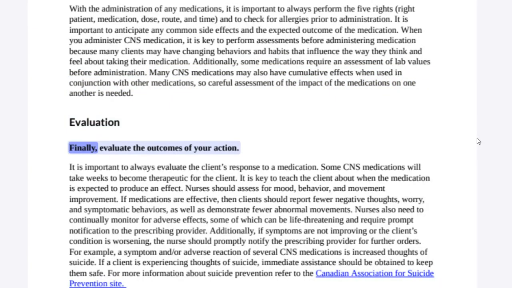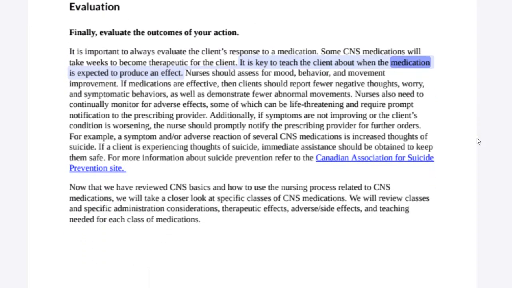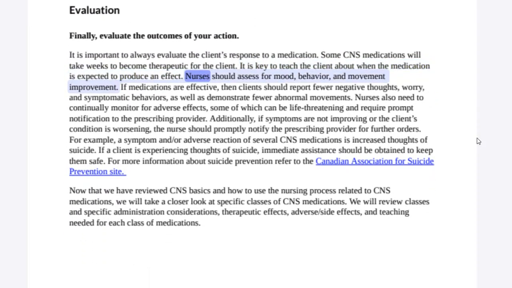Evaluation. Finally, evaluate the outcomes of your action. It is important to always evaluate the client's response to a medication. Some CNS medications will take weeks to become therapeutic for the client. It is key to teach the client about when the medication is expected to produce an effect. Nurses should assess for mood, behavior, and movement improvement. If medications are effective, then clients should report fewer negative thoughts, worry, and symptomatic behaviors, as well as demonstrate fewer abnormal movements. Nurses also need to continually monitor for adverse effects, some of which can be life-threatening and require prompt notification to the prescribing provider.